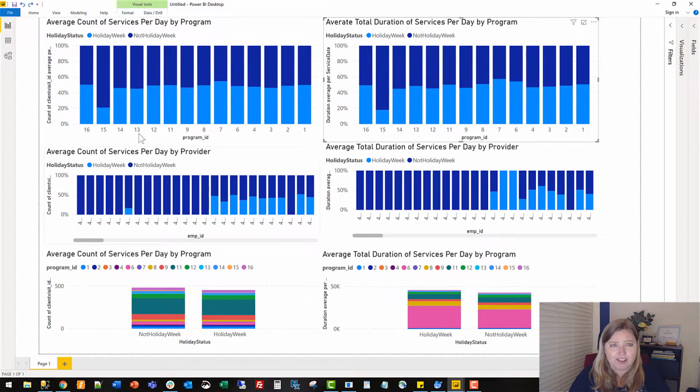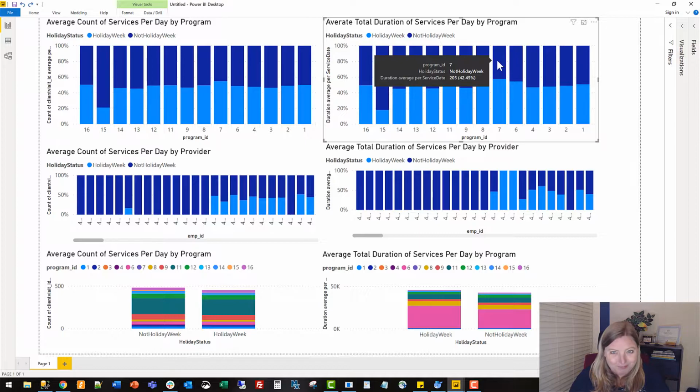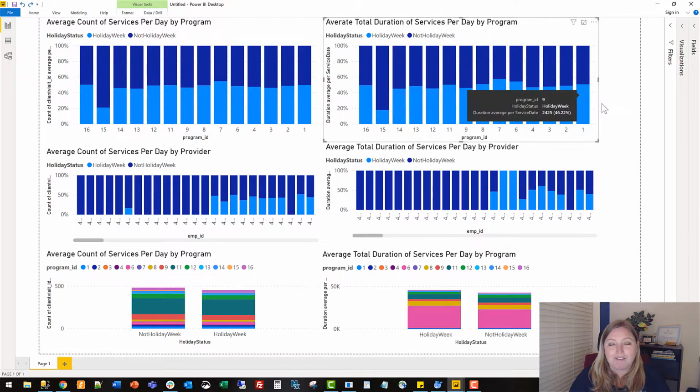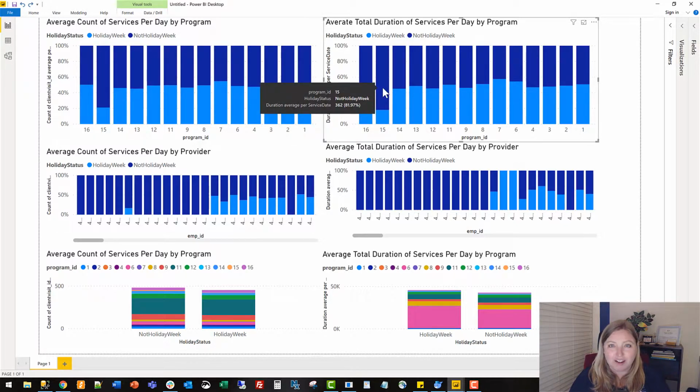do these first sets of data as a percent of the whole because it helps you see proportionally which programs. So this top row of data is separated out by program, and it helps you see which programs have the greatest variation in services between a holiday week versus a not holiday week. And that's in terms of the count of services and the duration of services.